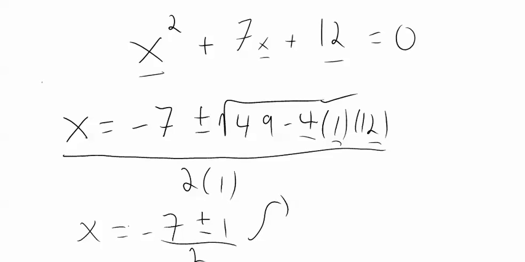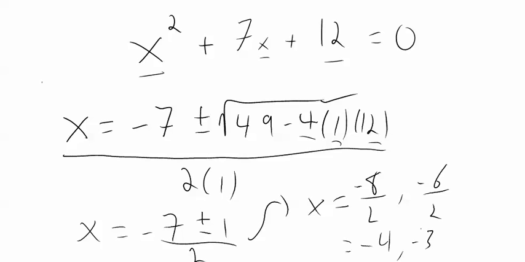Moving this up here, I'm going to get x is equal to negative 7 plus 1, which is negative 6 over 2, or negative 7 minus 1, negative 8 over 2. So my two answers here are actually, well, negative 8 over 2 is negative 4 and negative 6 over 2 is negative 3.